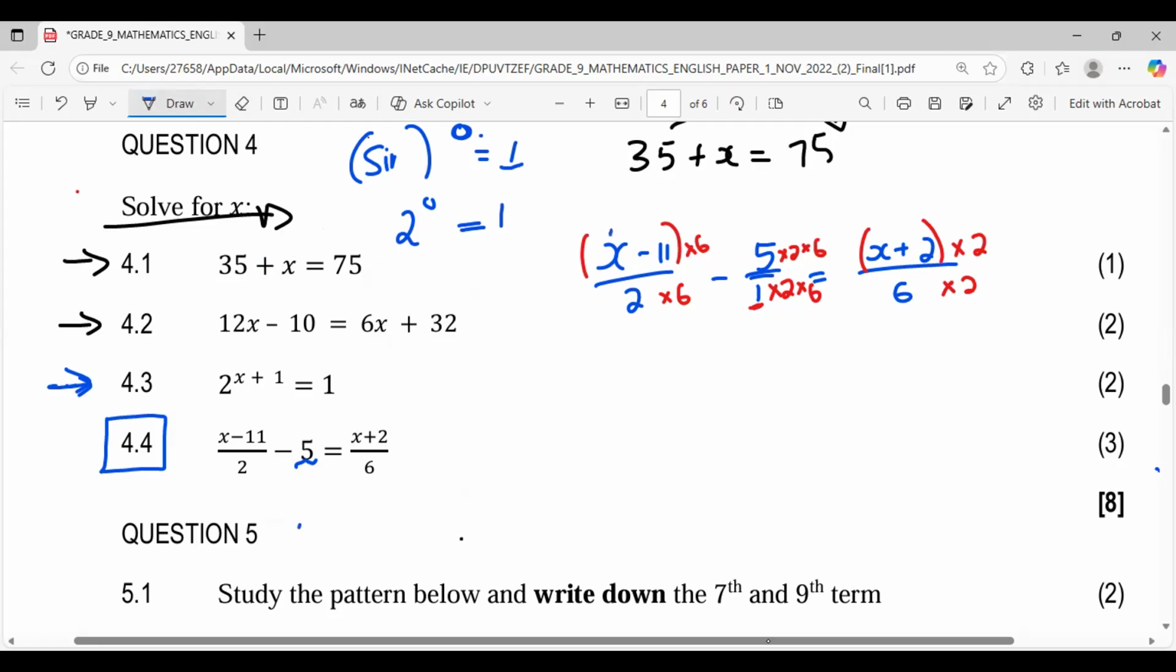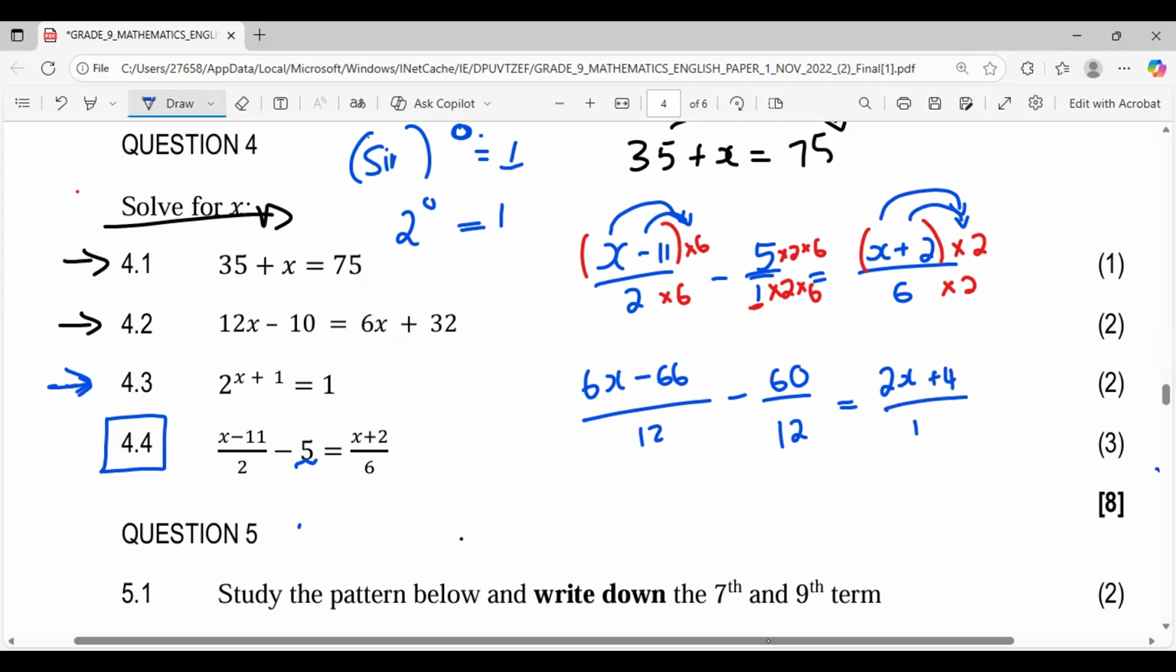So here we multiply again: 6 times x is 6x, and then 11 times 6 is going to be minus 66, over 2 times 6, which is 12, minus 5 times 2 times 6. Is that 60? Yes, I think it's 60. Yes, we have 60 here, over 12. And then there, multiplying gives us 2x, and we multiply again, plus 4 over 12 as well.